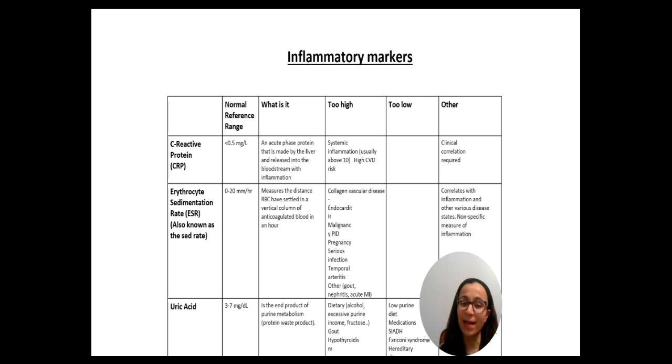Next, we go on to uric acid. So uric acid, the normal is 3 to 7. What uric acid is, it's the end product of purine metabolism, a protein waste product. So usually people use it to diagnose gout. If it's high, it could indicate gout. It could also be caused by other dietary factors, and a low uric acid could be caused by medications, SIADH, etc. It's primarily used in a gout differential.